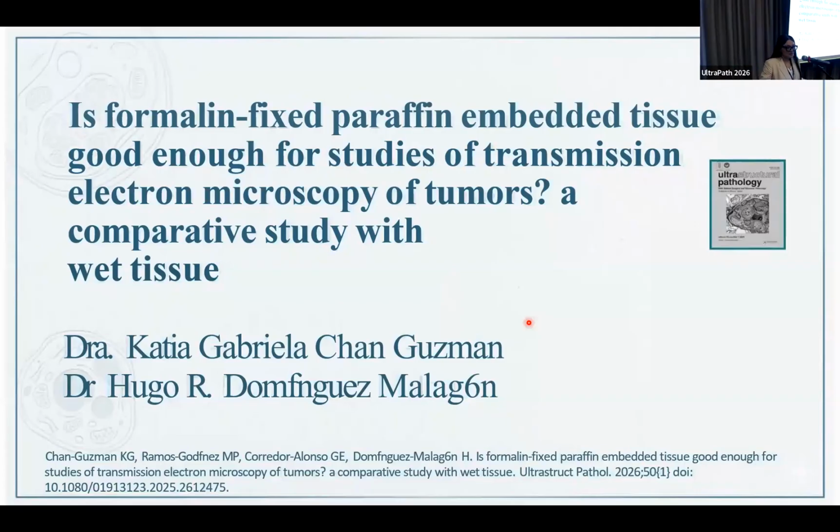Thank you for the presentation. So I'm going to start with this study. The doctor said, is the formalin fixed and paraffin embedded tissue good enough for diagnosis for studies of electron microscopy of tumors? This is a comparative study versus the wet tissue.